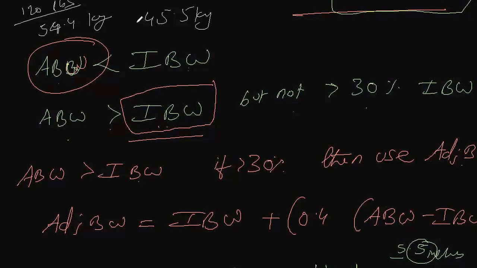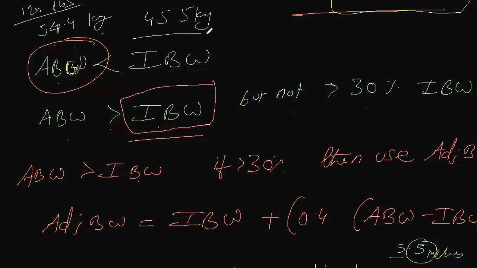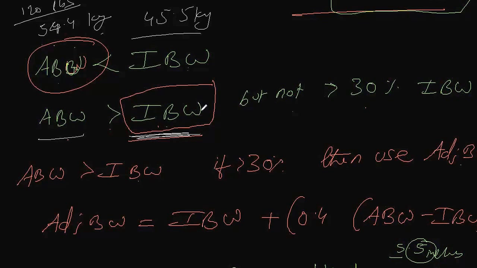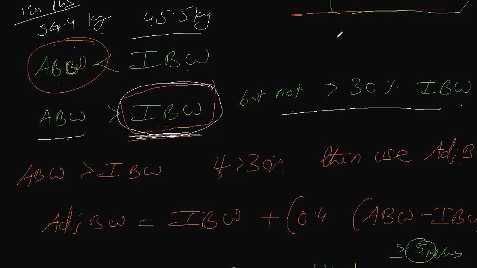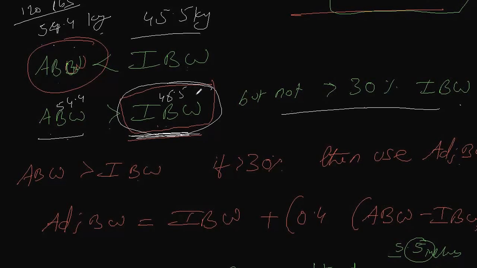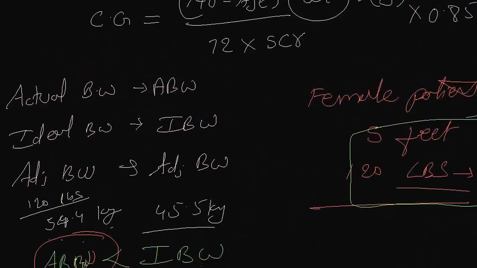So in this scenario, the actual body weight is greater than the ideal body weight, but it is not greater than 30% of the ideal body weight, by the way. That's the reason we are going to use the ideal body weight in this particular scenario. The actual body weight is 54.4 and the ideal body weight is 45.5, but the actual body weight is not greater than 30% of the ideal body weight. So we are going to use the ideal body weight in this particular formula.